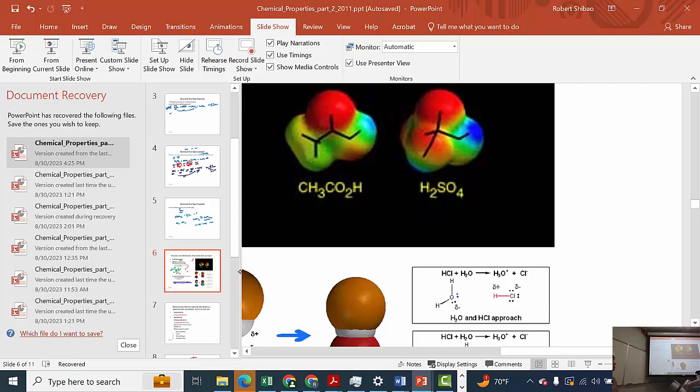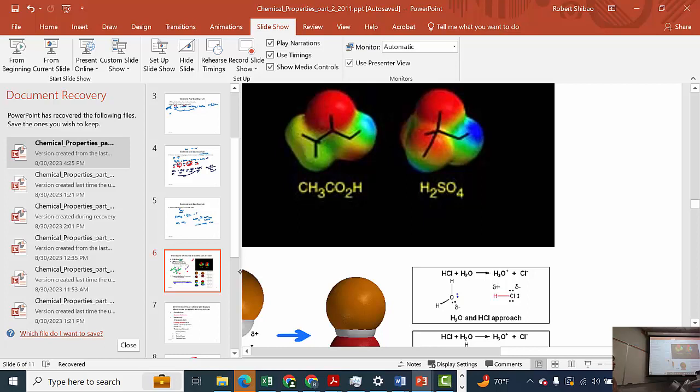So if you're a base, you're looking for this blue. This is the acidic hydrogen. You aren't going to be attracted to these hydrogens. These hydrogens are green, meaning they're pretty non-acidic. Right? Green is kind of neutral. Red is negative. Blue is positive.